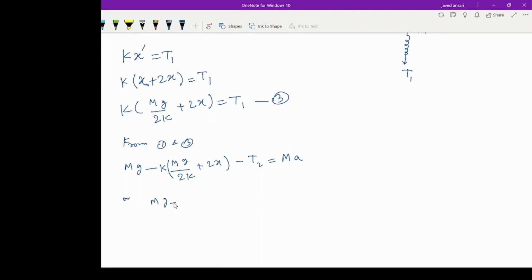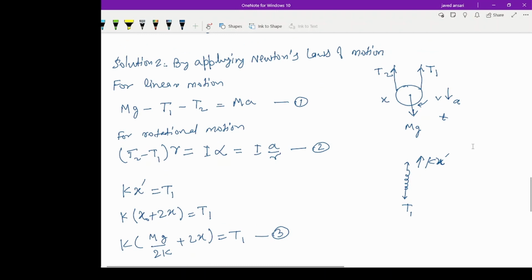Or this will become mg minus mg by 2 minus 2kx minus T2 equal to ma. This will become mg by 2 minus 2kx minus ma equal to T2. Okay, we got T1 and T2 both. We will put these values into equation 2.